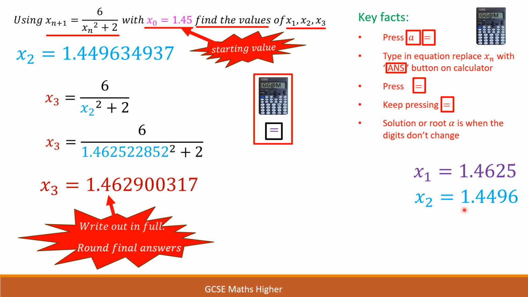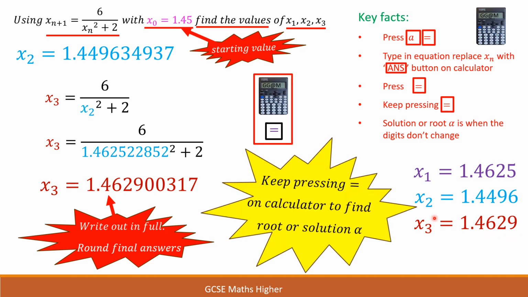So you've got 1.4625 for the x1. x2 was 1.4496, so just rounded this number here I've got to 4 decimal places, and x3 is the value I've got here to 4 decimal places, 1.4629. Now if you keep pressing equals on the calculator, that will give you the root of a solution. Now for this particular example, it's not a very good example in finding this because your sequence actually oscillates, so you can't actually find the root accurately on here.